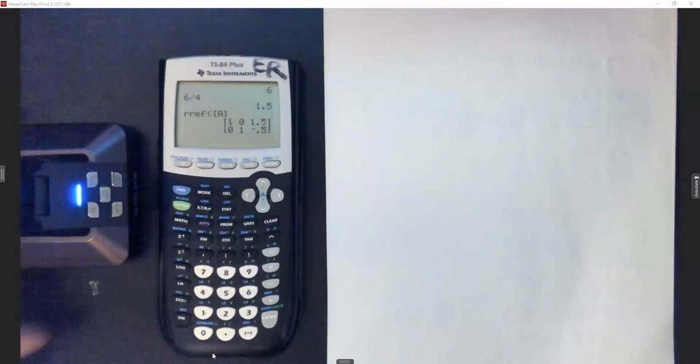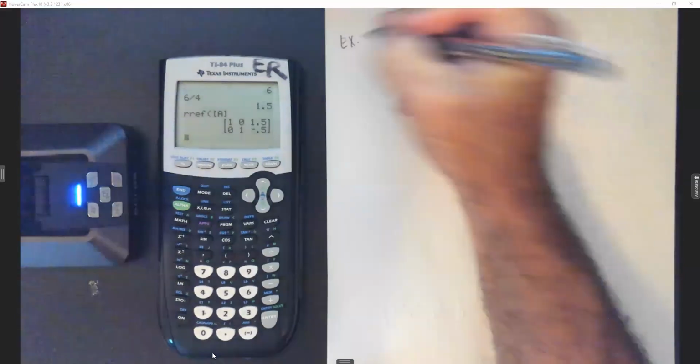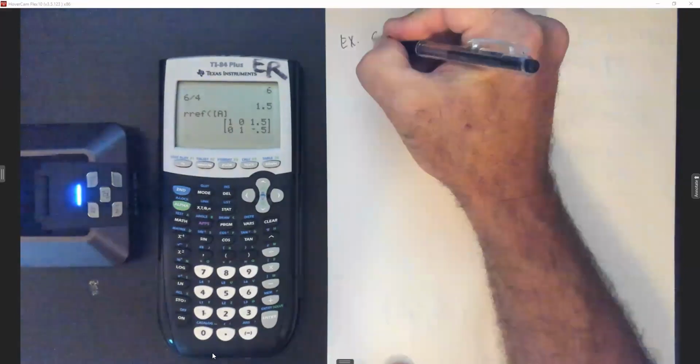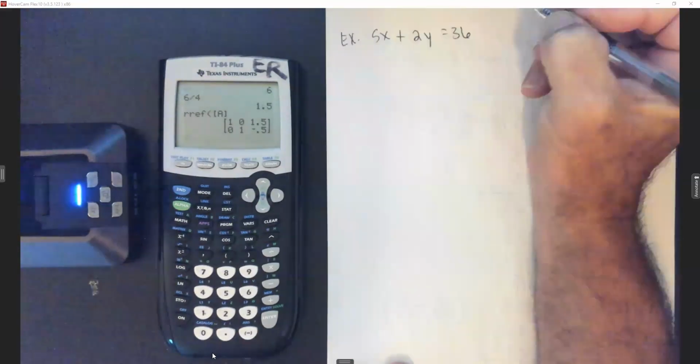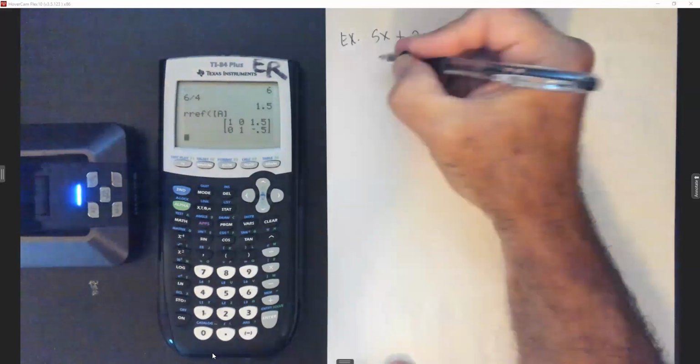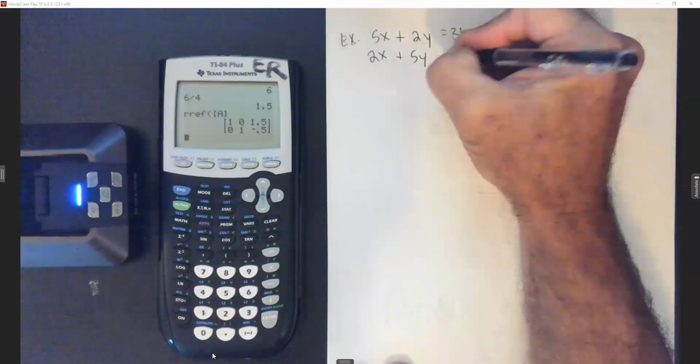All right, let's see. This is going to be the last of the 2 by 3 systems, and then we're going to get into the 3 by 4s. So this one has 5x plus 2y equals 36. 2x plus 5y is going to equal 48.